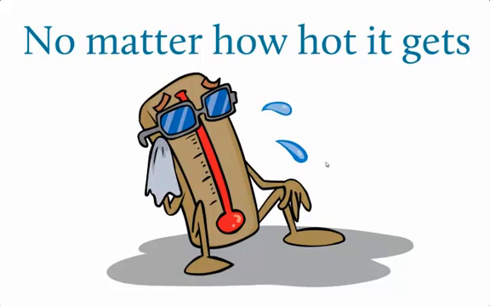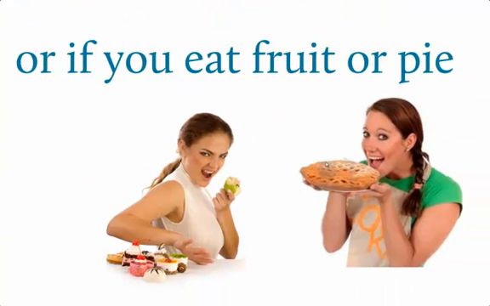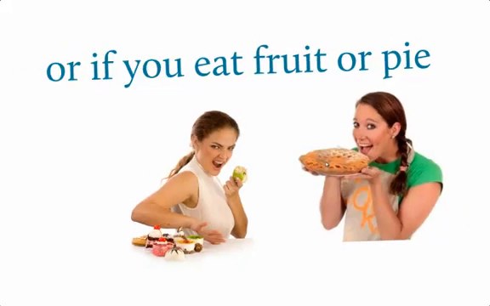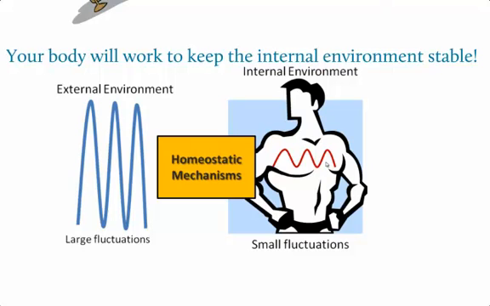See, here's the deal. It doesn't matter how hot it gets, within reason, if it's 70 degrees outside or if it's 100 degrees outside. You're generally going to have an internal body temperature of about 37 degrees Celsius. It doesn't matter if you eat fruit or pie. There's going to be a particular range of blood chemistry. Your blood sugar, as long as everything is healthy and working right, is going to stay fairly stable. So your body will always work. All of these organs and organ systems and tissues are going to work to keep your internal environment stable.